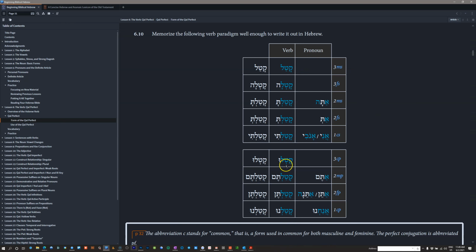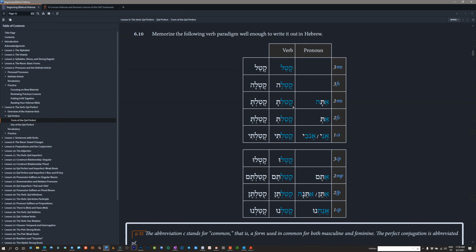All right, so the first method was sort of the writing it out method. Second method would be flashcards, where you just write these forms on 9 different flashcards, you flip it over, and you would write out the parsing. So for this one, you would write Qal Perfect 3MS. For this one, Qal Perfect 3FS. For this one, Qal Perfect 2MS.